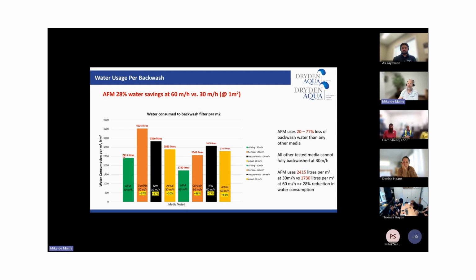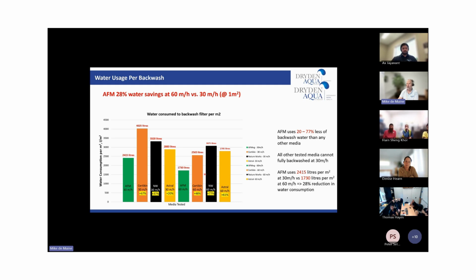2,415 liters per square meter compared to 1,730 liters per square meter of water being used. So the faster you backwash, the less water you actually need to use during your backwash process. And then again, compared to Nature Works, we were 77%, and 48% against Certican and Astral.